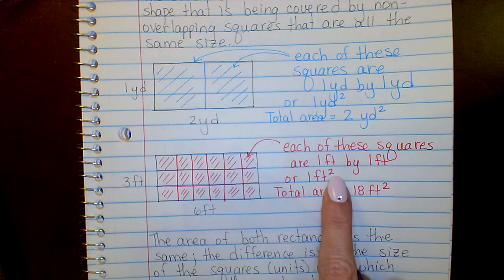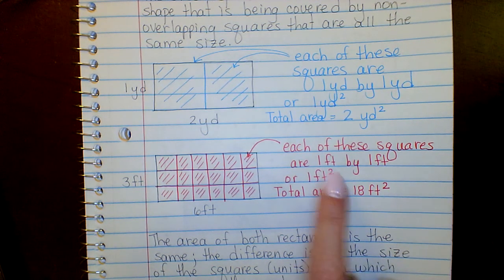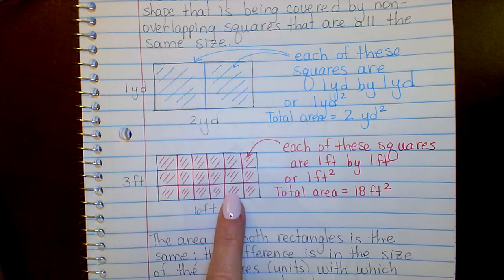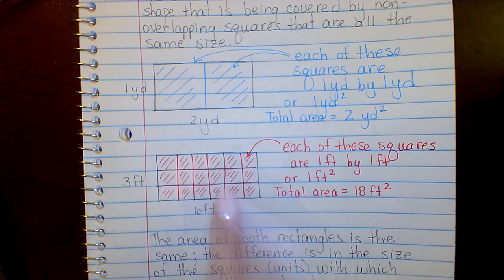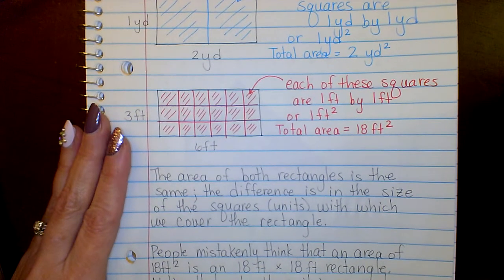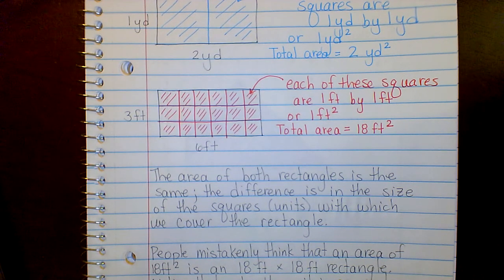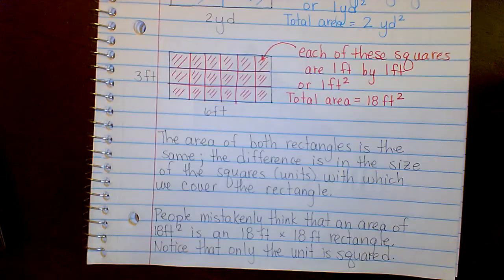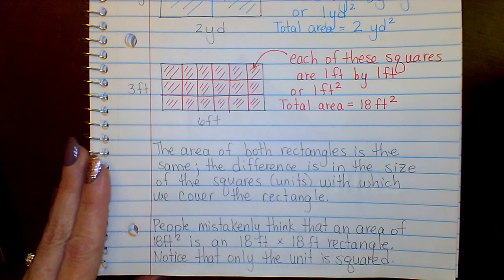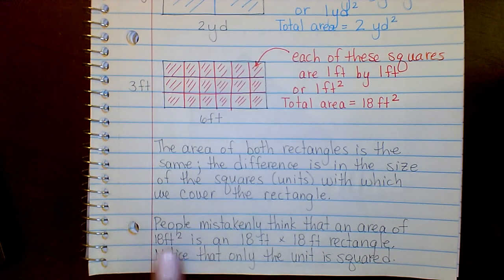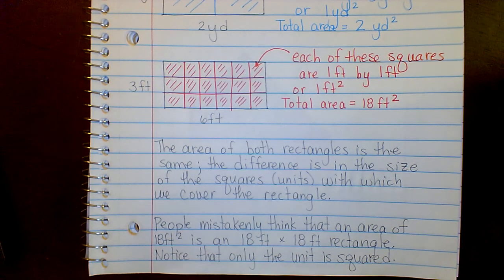The reason we're using this little 2 up here, this exponent, we call it a square, has to do with the shape of a square. The area is the same in both of these. The difference comes in which size square, or what unit, we choose to cover with. Now, a lot of people will mistakenly think that an area of 18 square feet means that it's an 18 by 18 rectangle, or in this case, square.